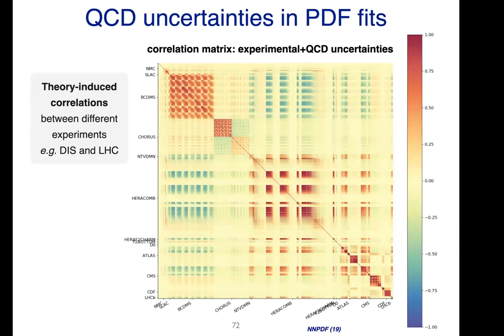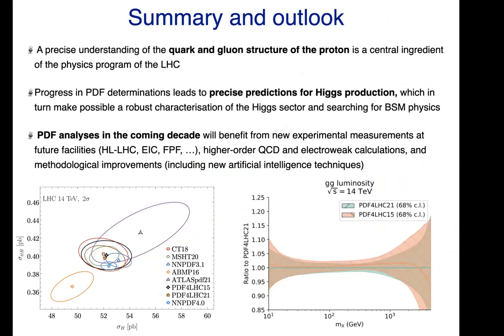Okay, so I don't have time for more, so let me just go to the summary. So I've tried to motivate that the precise understanding of the quark and gluon structure of the proton is central for the physics program of the LHC and all the future upgrades, of course. That progress in PDF determinations have led to precise predictions for Higgs production, which in turn are essential to a robust characterization of the Higgs sector and for searching for BSM physics, for example, in terms of modified couplings or effective field theory operators.